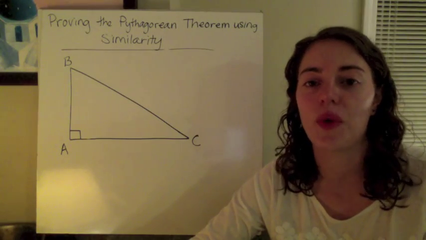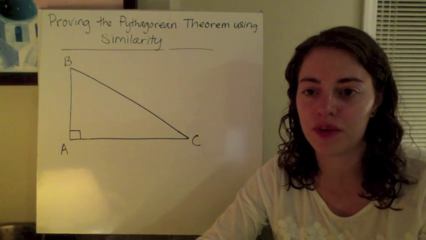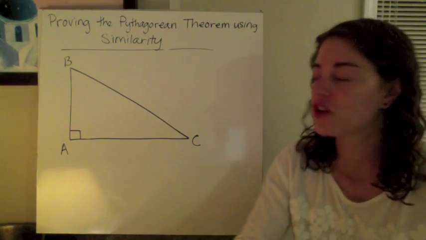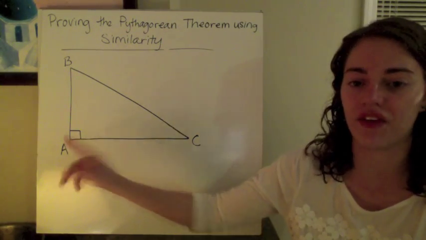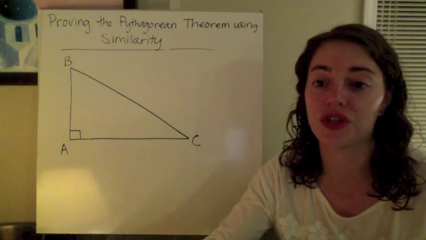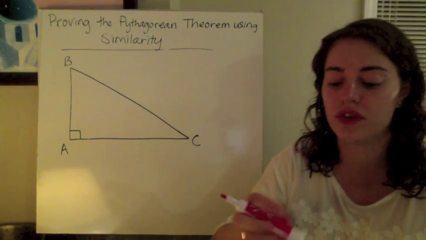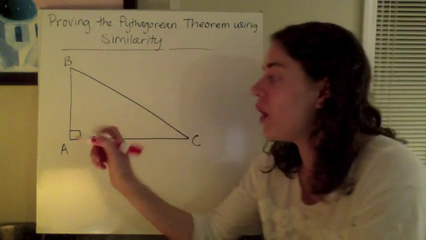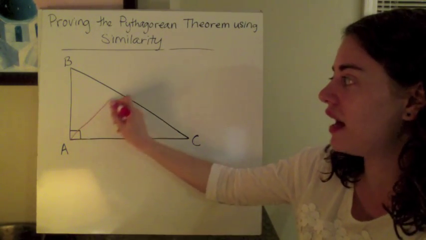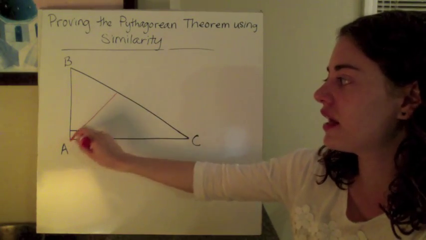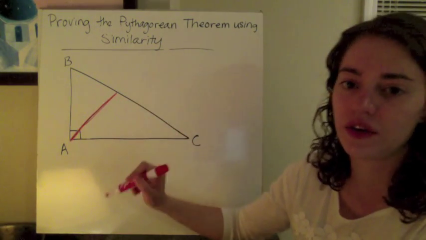This video is going to prove the Pythagorean theorem using similarity. So here we have a right triangle with the right angle at angle A. And the first thing I'm going to do is draw an altitude. An altitude goes from one of the vertices to the opposite side, intersecting it at a 90-degree angle.